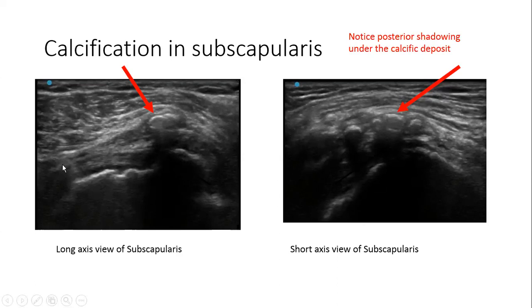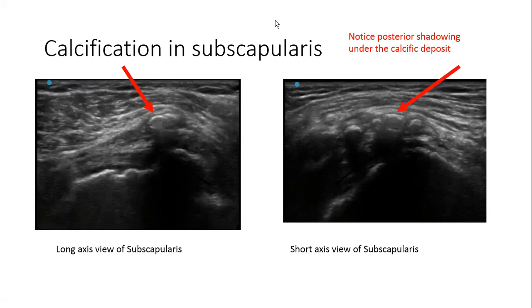So this is subscapularis, and this is a big calcific mass here. You can see the long axis of subscapularis. This is the short axis at the level of the bone here, right? So you can take one short axis where you will only look at the tendon overlying the bone, and you can take one short axis where you will see this bony growth or calcific deposit here, right?